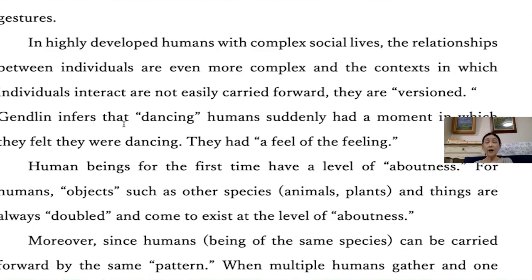Gendlin infers that dancing humans suddenly had a moment in which they felt they were dancing. They had a feel of the feeling. Human beings, for the first time, have a level of aboutness. For humans, objects such as other species, animals, plants, and things are always doubled and come to exist at the level of aboutness.